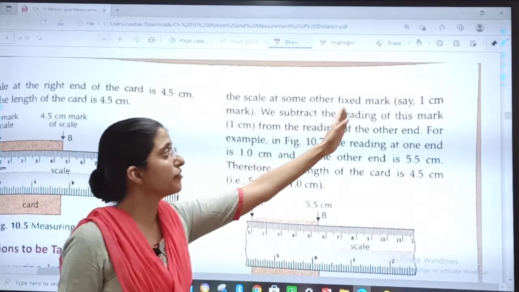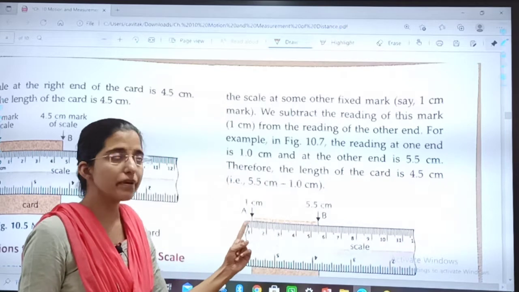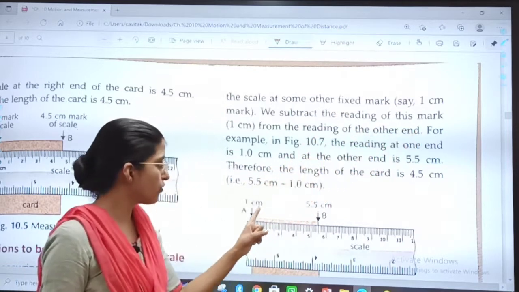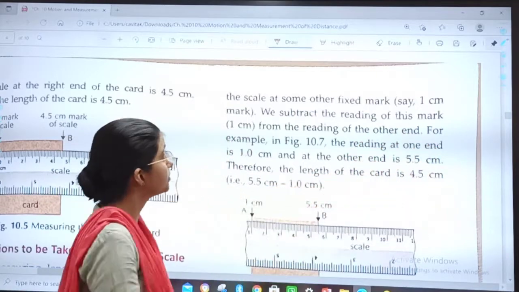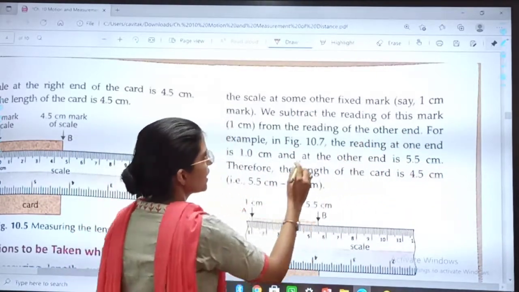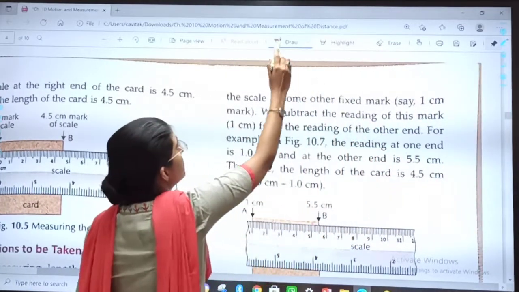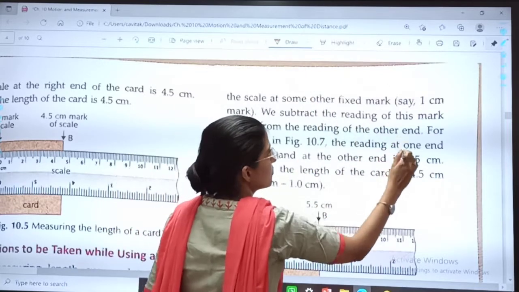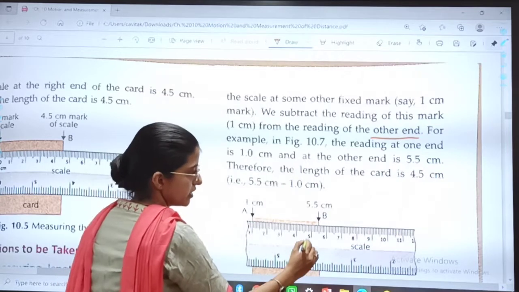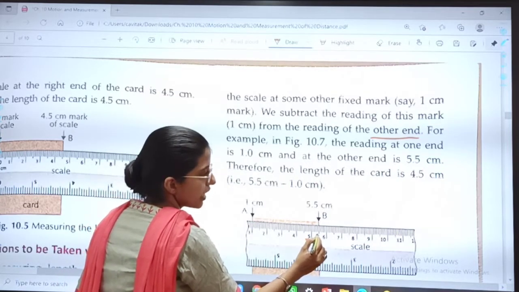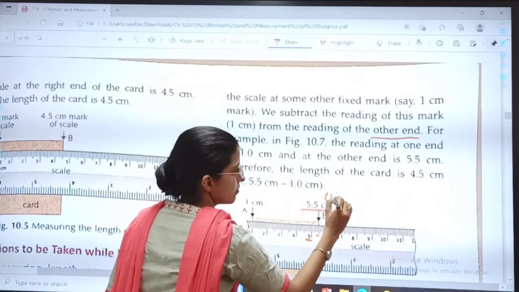We subtract the reading of this mark, that is 1 centimeter, from the reading of the other end. What is our starting mark here? 1 centimeter. Now see children, what is the reading of the other end? It is 5.5 centimeter. See, this is 5 and this small line is showing 5.5. So this is the reading of the other end.